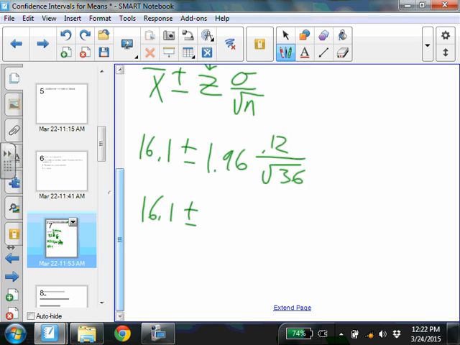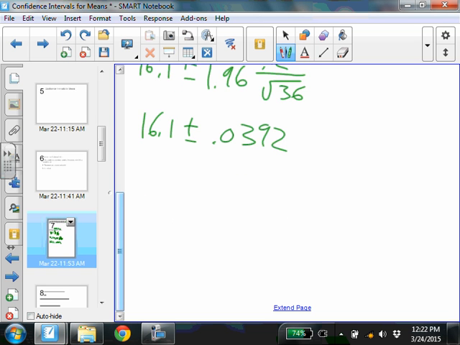What's this going to be? Anybody run those numbers yet? That's 0.02. 12 over 6, right? Yeah. All right, then times the 1.96. 0.0392. Okay. And we can round this if you want to 2 decimal places or 3 decimal places.